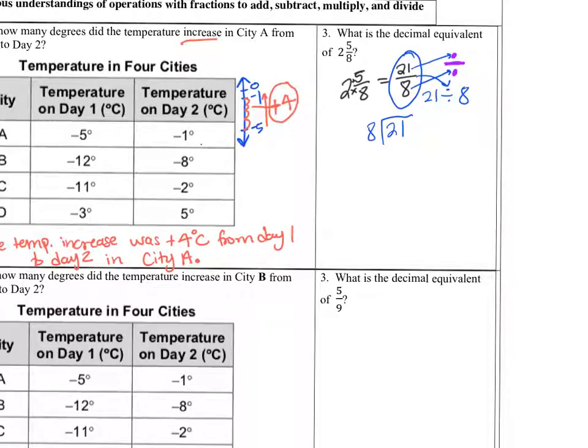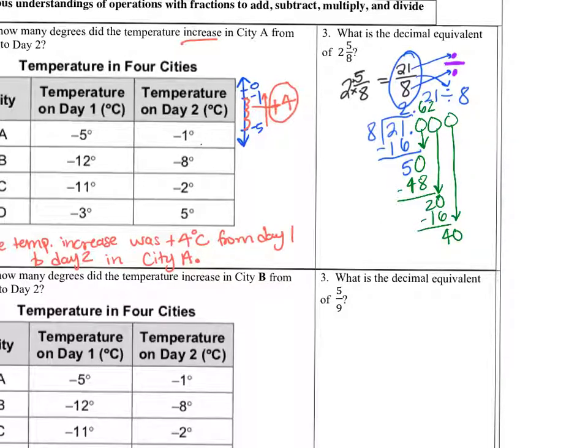So 21 divided by 8 will get us our decimal equivalent. 8 goes into 21 2 times. That's 16. 21 minus 16 is 5. Now we start the decimal process. 8 goes into 50 6 times. 8 times 6 is 48. I'm going to encourage you to go to the thousands place, if possible. 8 goes into 20 2 times. So it's 16, and then 4 is left over. Bring down another 0. 8 goes into 40 5 times. So the decimal equivalent to 2 5/8 is 2.625.